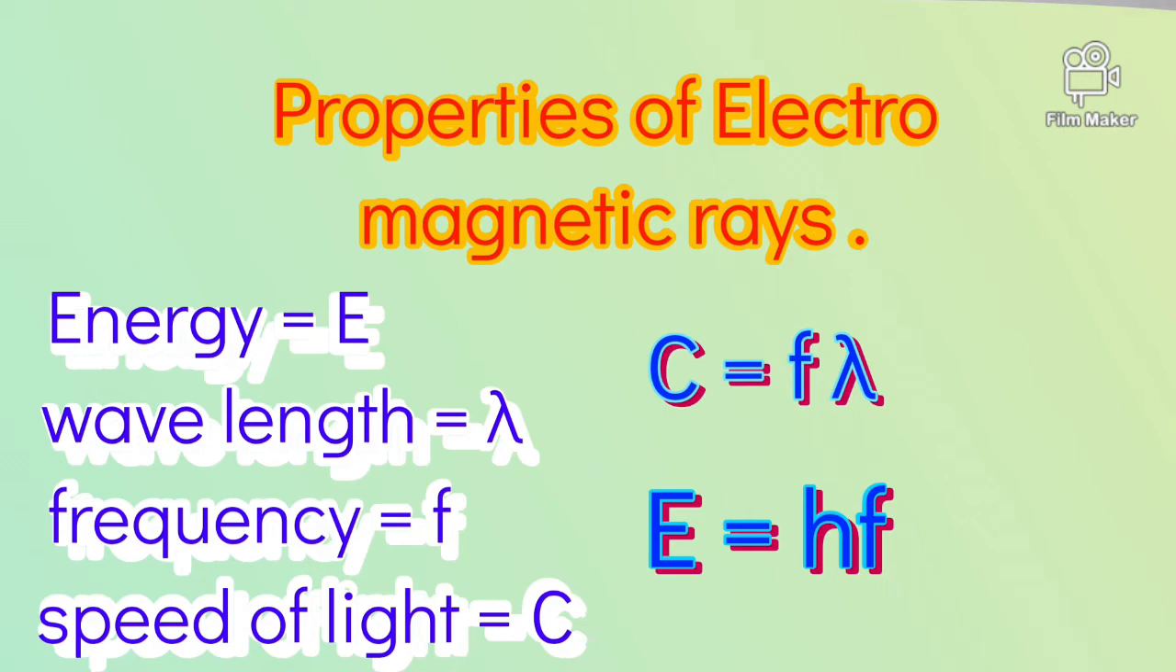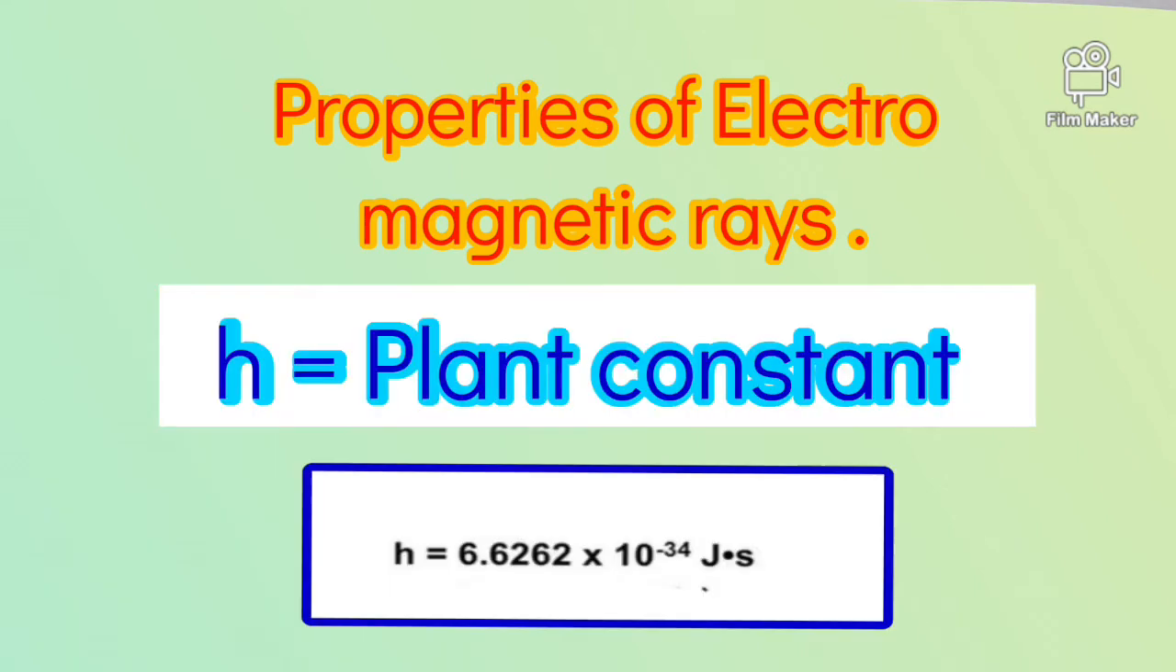E is energy. E equals hf, or h mu, where mu is the frequency and h is the Planck constant. The Planck constant is equal to 6.626 multiplied by 10 to the power minus 34 joule seconds.